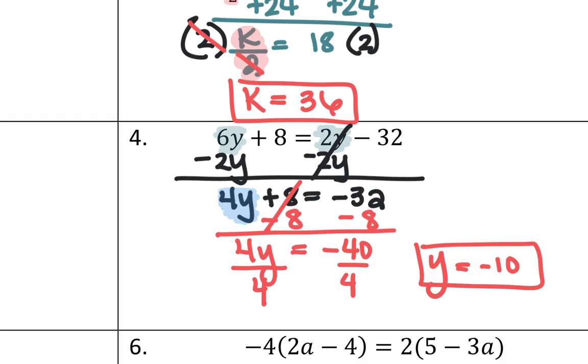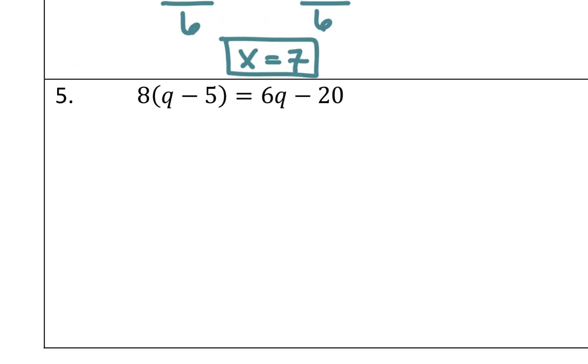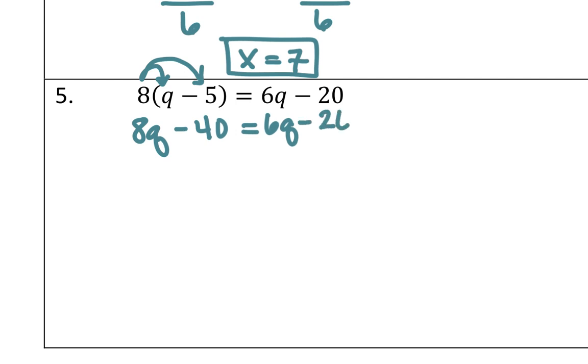All right, so let's look at the next one. And again, we're just building off of everything we've done. So here we have a parentheses. Again, the number in front means that we have to distribute or multiply that by everything inside the parentheses. So 8 times q is 8q, and 8 times negative 5 is negative 40, equals 6q minus 20.